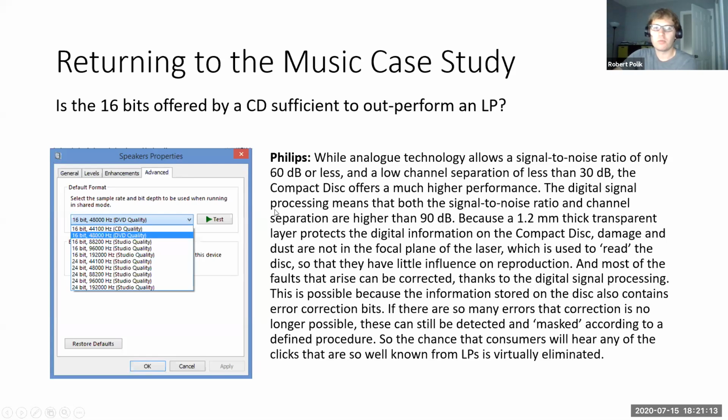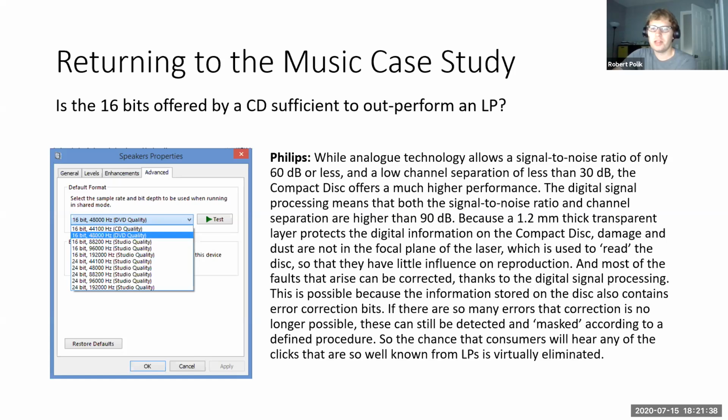The digital signal processing means that both the signal-to-noise ratio and channel separation, I don't know what channel separation is, by the way, you can Google it if you want to, are higher than 90 decibels. So we're looking at better than records by a factor of 30 in terms of signal-to-noise ratio. I think that's right. Mm-hmm.